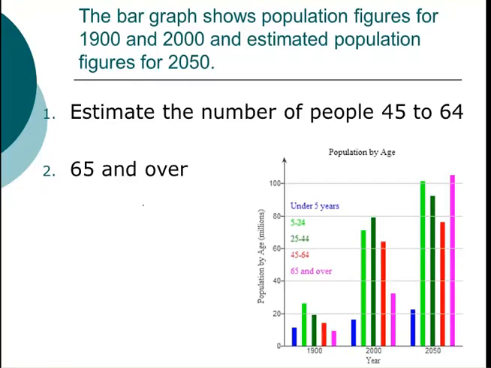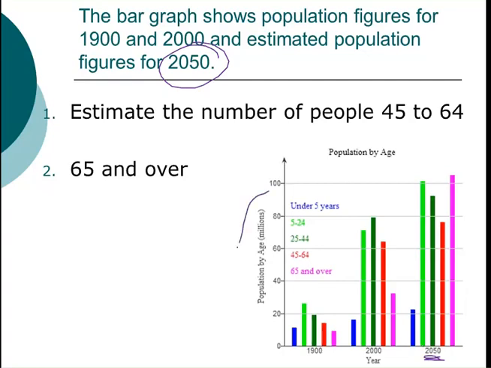Now we're going to look at some graphical approaches of estimation. Here we've got a bar graph. You're going to have one very similar in your assignments. It shows the population figures from 1900 and 2000, and then estimations based on those for 2050. So we're supposed to estimate the number of people 45 to 64 at, it doesn't say this in the problem, but at 2050. So we're looking over here is where we want to estimate.